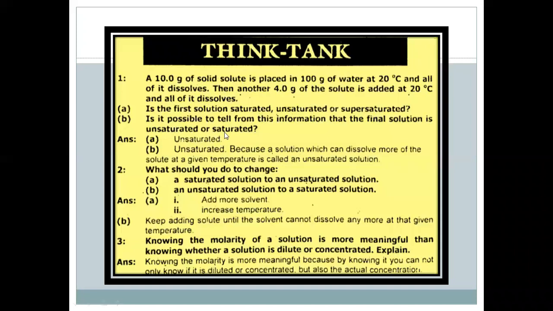B part, is it possible to tell from this information that the final solution is unsaturated or saturated? Yes, it is possible because a solution which can dissolve more of the solute at a given temperature is called unsaturated solution. So as this solution dissolved 4 grams more in it, this is an identification that the solution was unsaturated solution. That is why it dissolved 4 grams more in it.